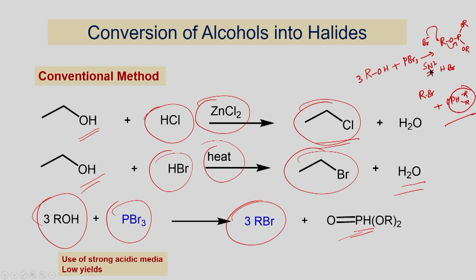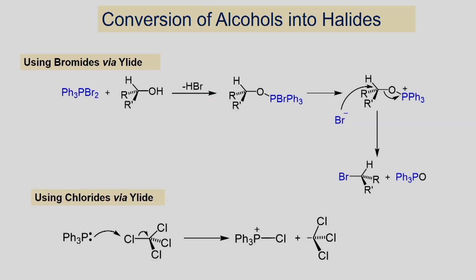If you look at all these reactions, you have to use strong acid like hydrochloric acid or HBr, or you have to use PBr3. The yields are not very good; they give moderate yields under strong acidic conditions. So, developing a method that can be utilized under mild reaction conditions and give the alkyl halide in high yield will be very useful. Now, let us look at this example.